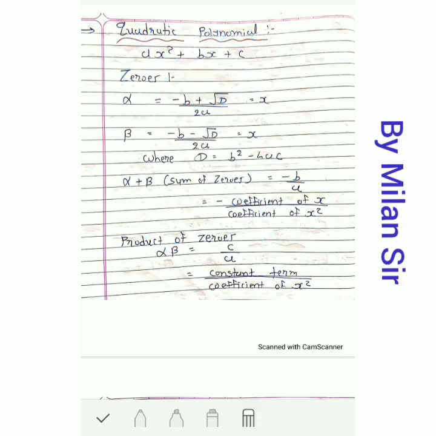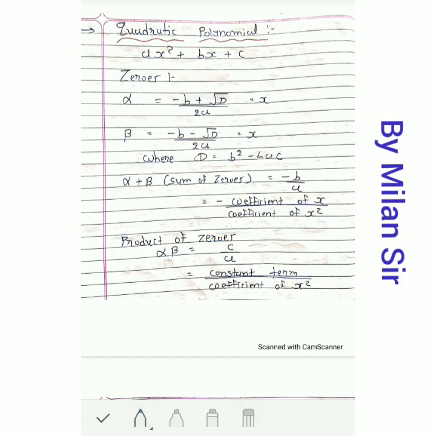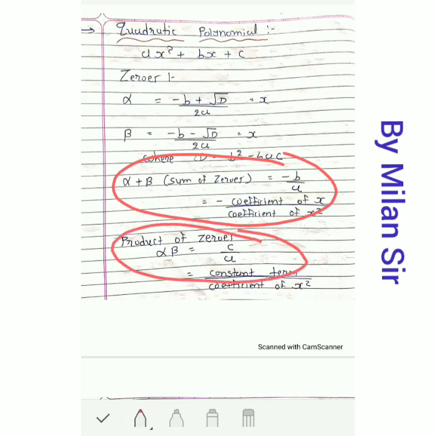So two formulas we need to learn here. Alpha plus beta is equal to minus b by a, and alpha into beta is equal to c by a. Just try to understand this formula and try to remember it. Alpha plus beta, sum of zeros, is minus b by a; product of zeros, alpha into beta, is equal to c by a.